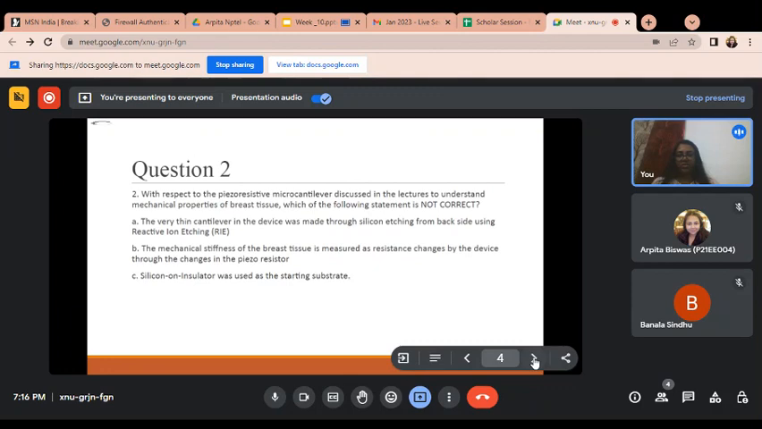The second option is the mechanical stiffness of the breast tissue is measured as the resistance change by the device through changes in the piezoresistor. And the third option is silicon on insulator was used as the starting substrate. So go through the question carefully and then try to give the answer. You can take your time.